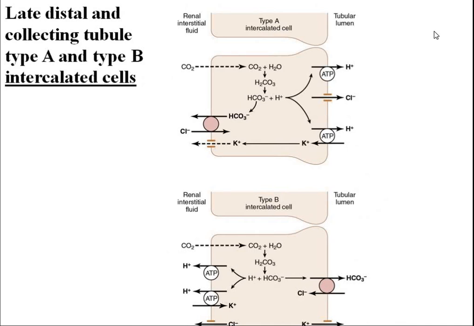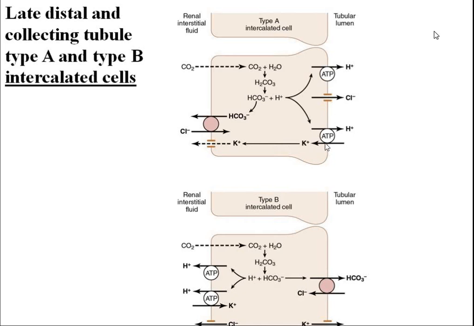The other cells which are there in the late distal portion and collecting tubules are the intercalated cells. In these intercalated cells, you can see the activities going on. The carbon dioxide and water combine to form carbonic acid. You know this reaction takes place in various other cells of the body. Carbon dioxide enters inside, combines with water to form carbonic acid, which then dissociates into bicarbonate ions and hydrogen ions. Bicarbonate here is shown to move inside, and hydrogen ions are transported outside in exchange for potassium.